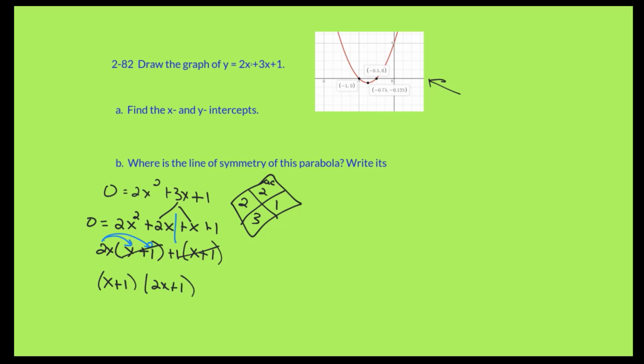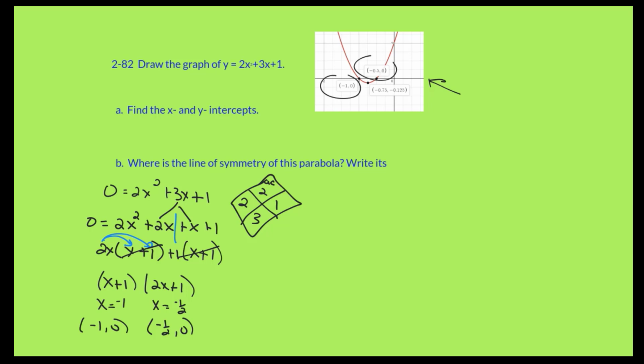Okay, so in this case, x equals -1. So that means our x-intercept is -1, 0. And in this case, x equals -1/2, because remember, it has to evaluate to 0 in those parentheses. So that means it's -1/2, 0, which if you look up here, that's what we have in our drawing, okay?